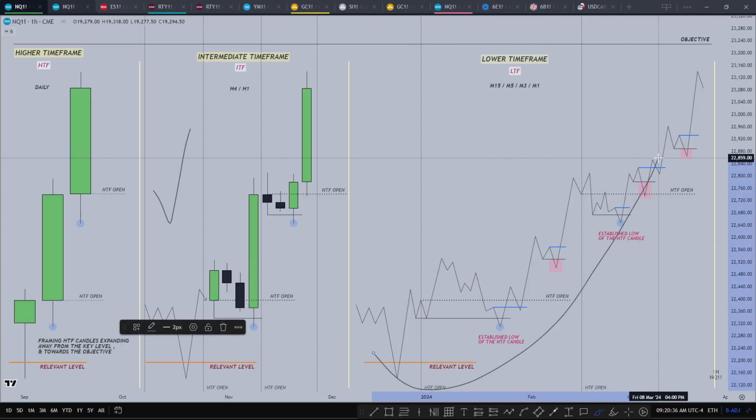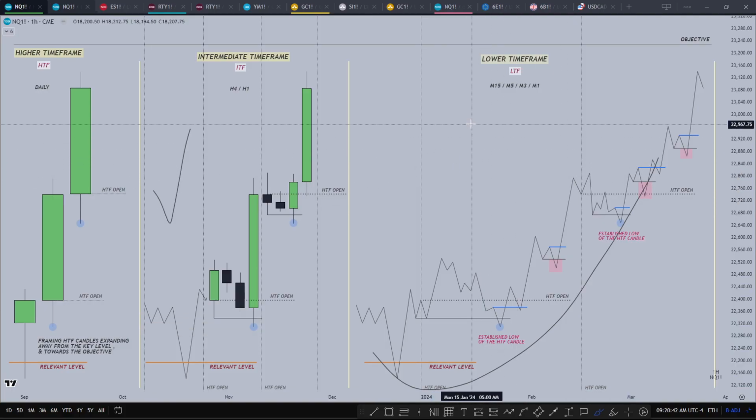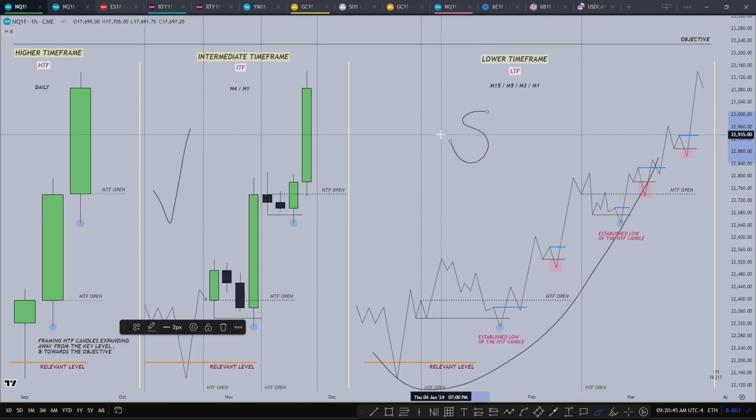By low time frame MMXM. If bullish, then frame low time frame MMBM. If bearish, then frame low time frame MMSM.